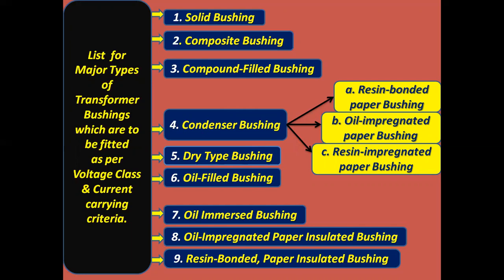Then number 5, dry type bushing. Number 6, oil filled bushing. Number 7, oil immersed bushing. Number 8, oil impregnated paper insulated bushing. Number 9, resin bonded paper insulated bushing.